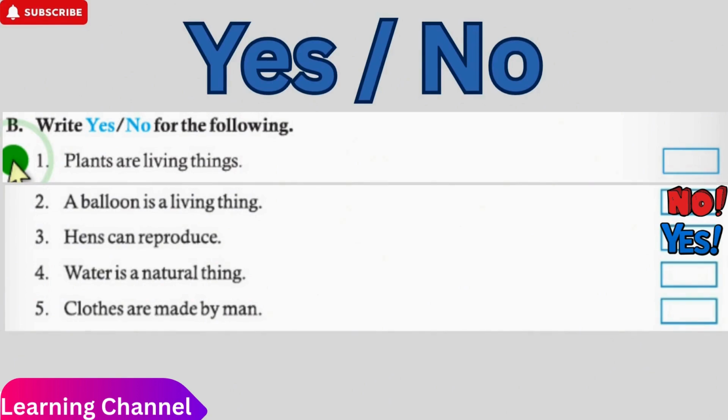4th, water is a natural thing. The answer is yes. Water is a natural thing. 5th, clothes are made by men. The answer is yes. Clothes are made by men.